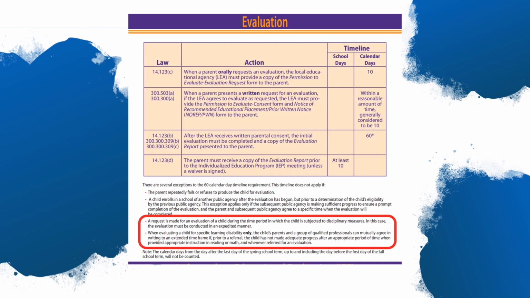Furthermore, below the table on page 3 of PaTTAN's publication, Special Education Timelines, it supplies two additional exceptions to the 60 calendar day timeline requirement that Section 300.301(d) does not include. These other exceptions are as follows. A request is made for an evaluation of a child during the time period in which the child is subjected to disciplinary measures. In this case, the evaluation must be conducted in an expedited manner.